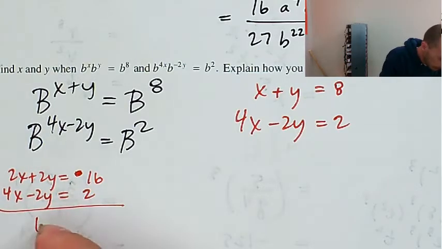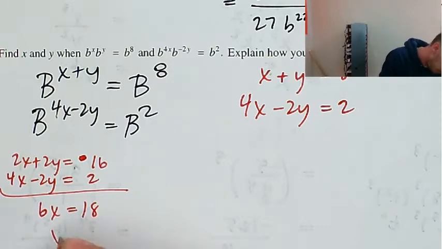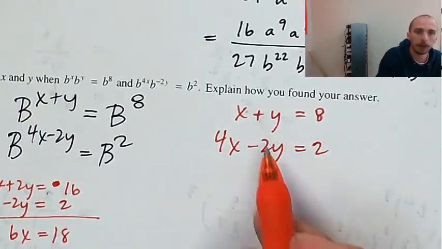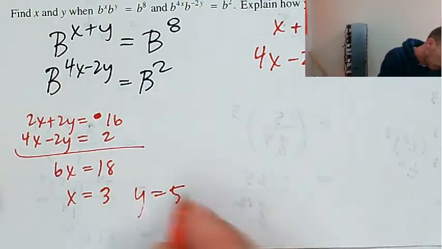Add that all together. I'll get 6x equals 18. That means x needs to equal 3. And then up here, x plus y equals 8. That must mean y equals 5.